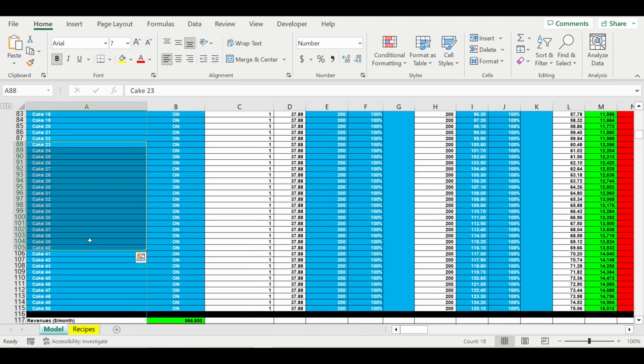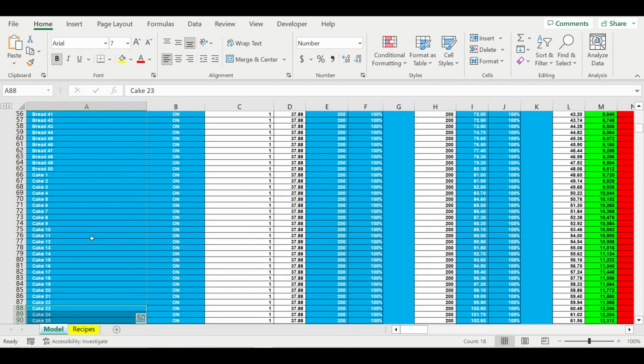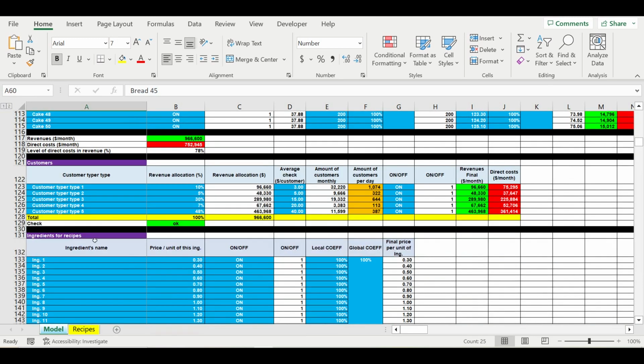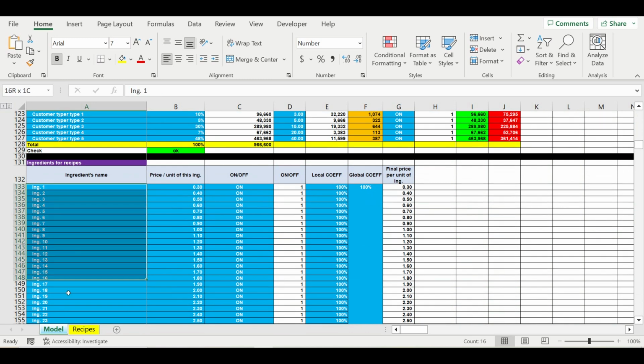producing these cakes, these breads. So these are the products. These are ingredients. This is the price per 1 unit of ingredient. We can switch on and off different ingredients from calculations. We can increase and decrease the price of an ingredient globally and locally.